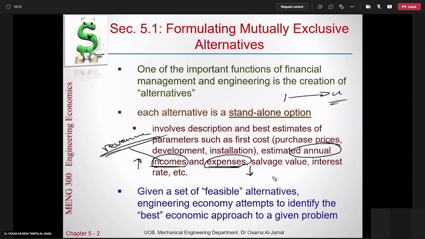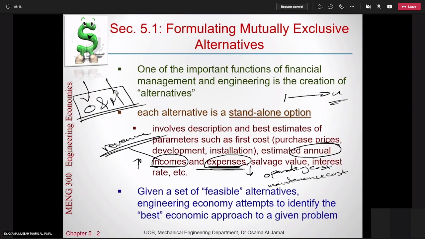Actually, that we have operating cost, maintenance cost, expenses. The word operating and maintenance cost, you will see it like this: operating and maintenance cost, or operating separately, maintenance separately. You need to add them together if they are in the same periods. So the expenses is something you need to pay.